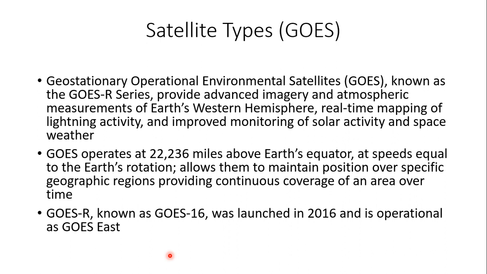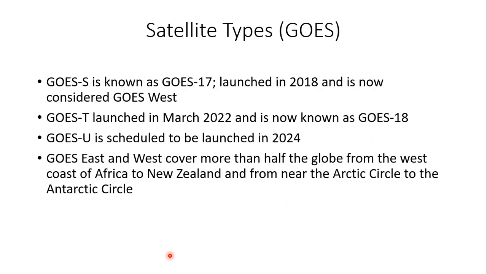GOES-R, known as GOES 16, was launched in 2016 and is operational as GOES East. So fairly recent additions and upgrades to the satellite program. GOES S is known as GOES 17. This was launched in 2018, and is now considered GOES West. There's GOES T, which was launched in March of this year, 2022, and is now known as GOES 18. In fact, just the other day, I saw somebody sharing one of the very first weather satellite images using GOES 18. GOES U is scheduled to be launched in 2024, so there's further upgrades on the way.